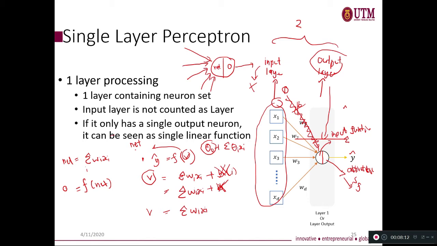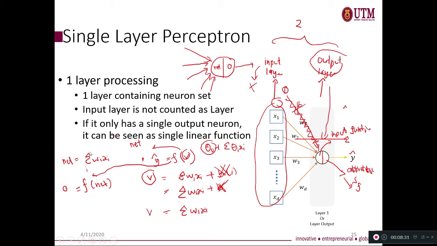So this one is similar, I'm using F. Okay, this one is similar, I'm using F. And then this one, I'm still using the W and X summation. Then the V you need to replace with the net.